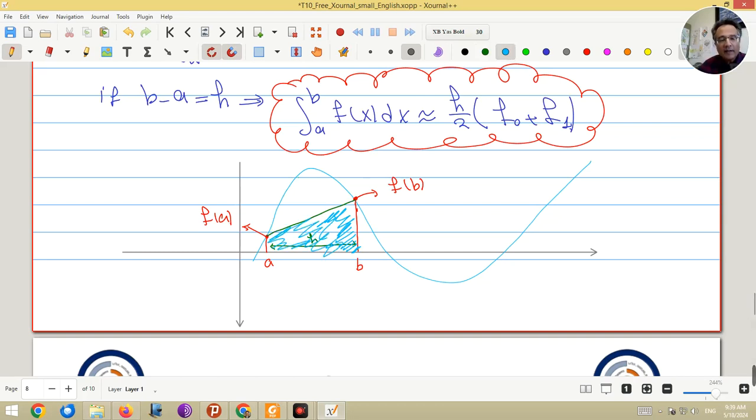Okay, in fact I have approximated the area under the curve y equal to f of x, the lines x equal to a and x equal to b, and the x axis by the area of a trapezoid. So this numerical integration formula is called the trapezoidal formula. Okay, this is the trapezoidal formula.